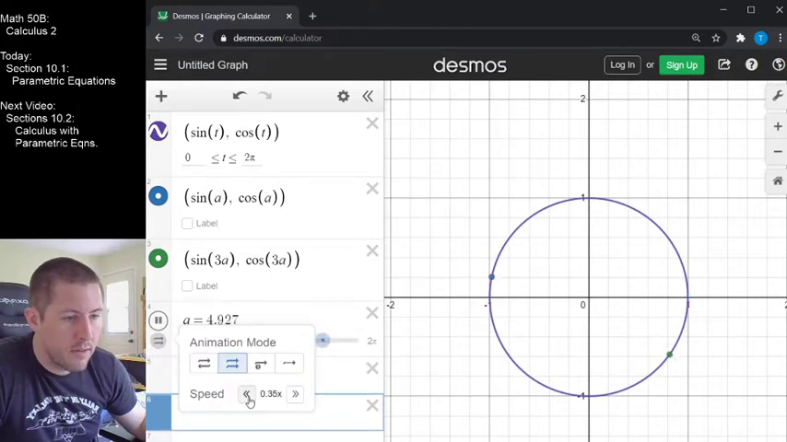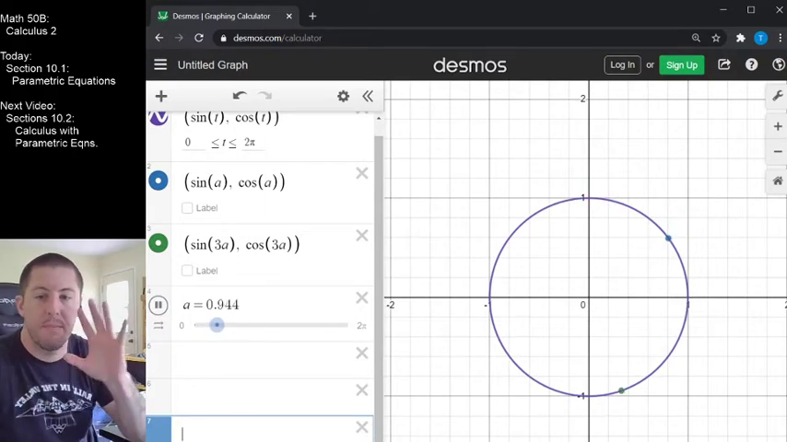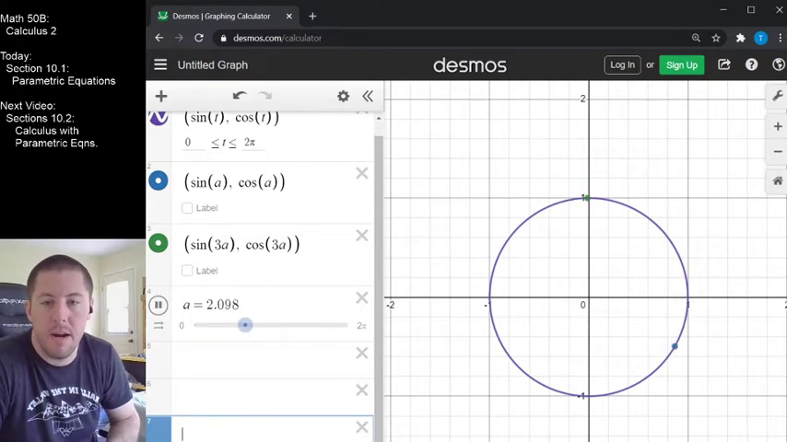Let me slow that down. There we go. A little bit more visible right there. Boom. And they intersect right up there at that one time, right when they start right there.